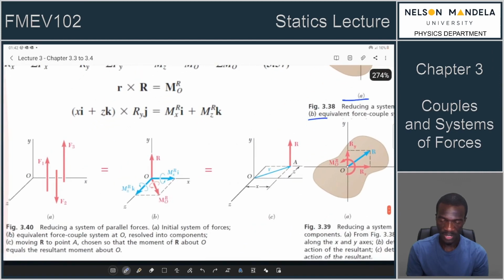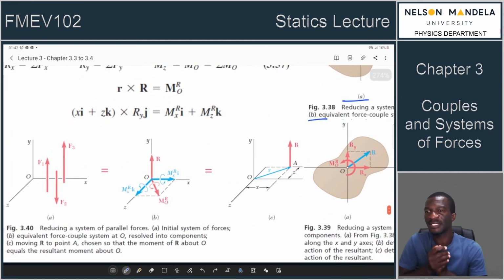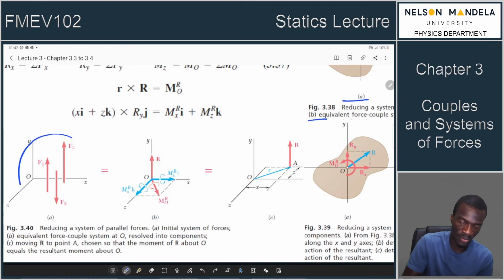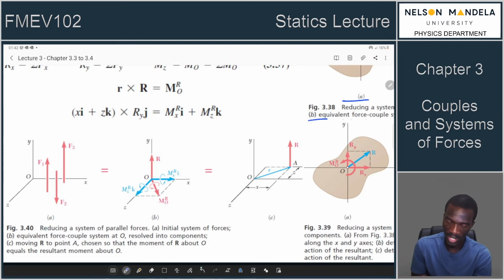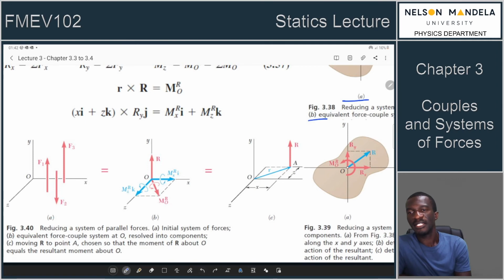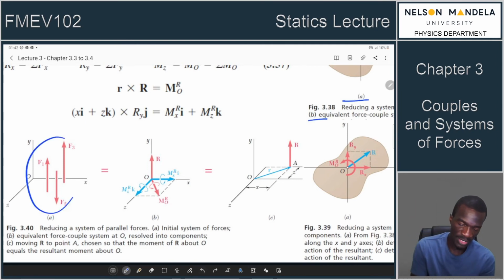Right, so on this part, reducing a system of parallel forces. So this is where we have parallel forces. Reducing a system of parallel forces is a case where we have an initial system of forces, which is this one, right? Initial system of forces, equivalent force couple system at O. Obviously, all these will add up, isn't it? And then we'll have some resultant.